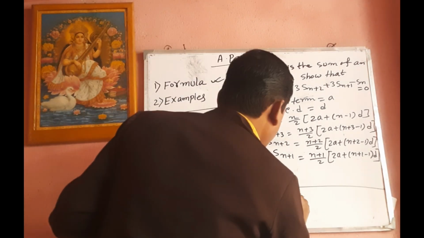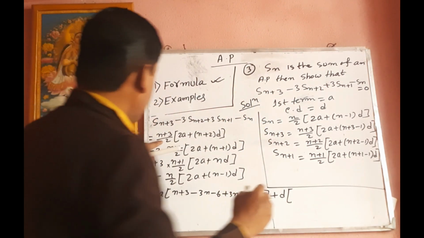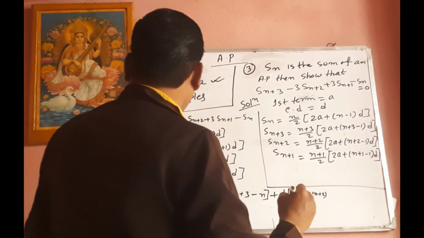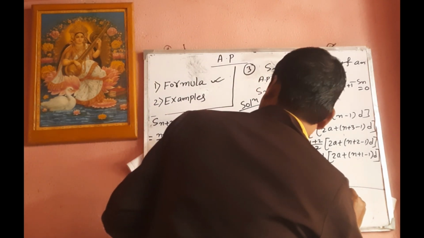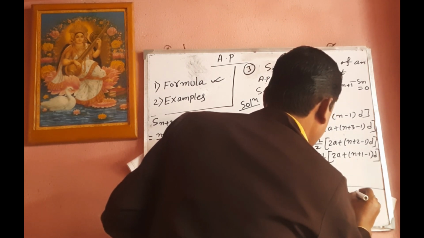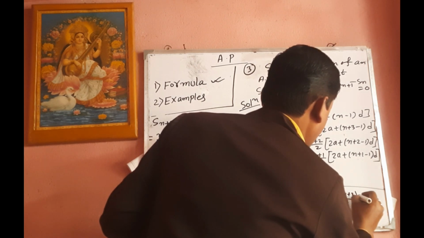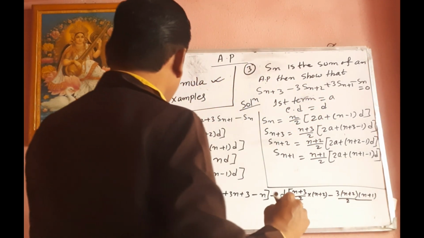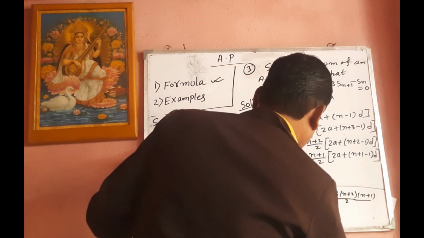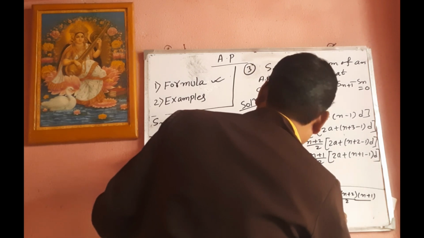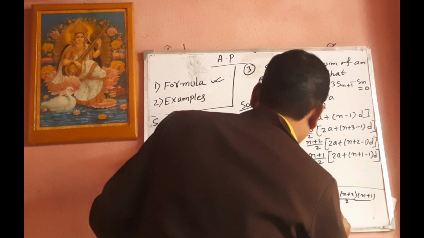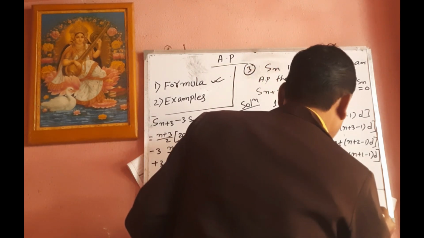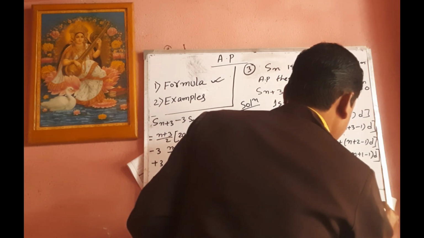And similarly, when we take d in common, then we get (n plus 3) divided by 2 times (n plus 2), and similarly minus 3 times (n plus 2) times (n plus 1) divided by 2, plus 3 times (n plus 1) divided by 2 multiplied by n, and minus n by 2 times (n minus 1).